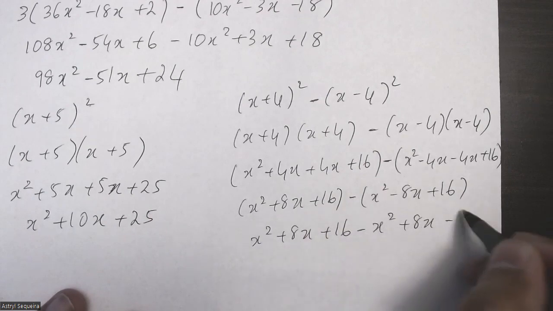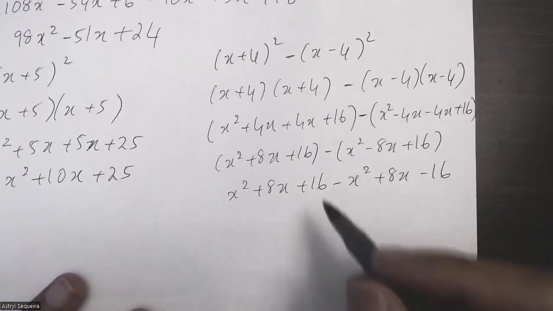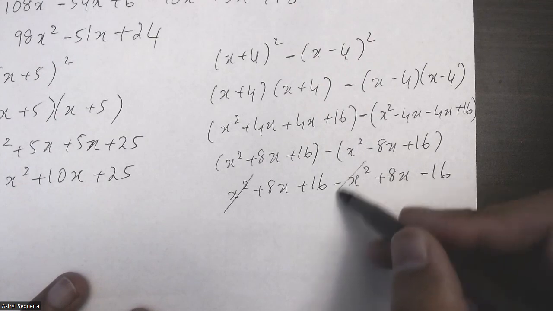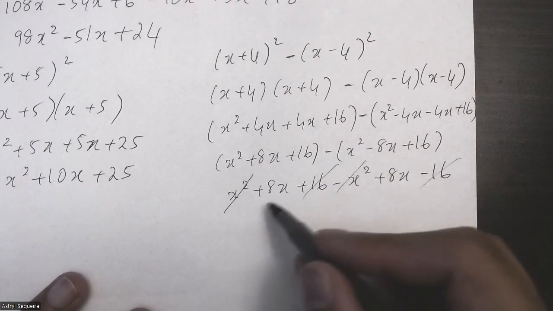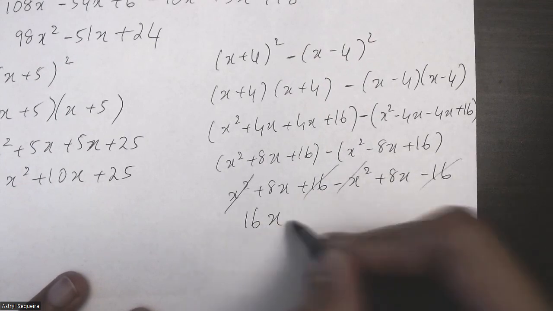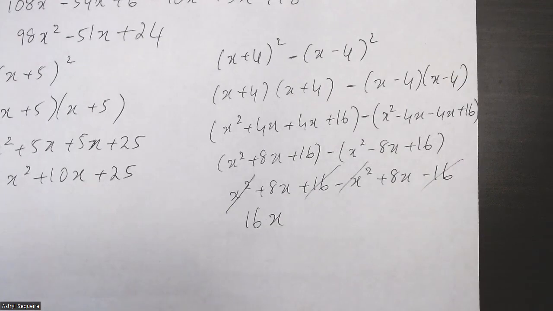Plus 8x minus 16. Make sure to distribute the negative there. That's a very common mistake. And last step is to combine like terms. These two cancel and these two are canceled. So 8x plus 8x is 16x, which is my final solution.